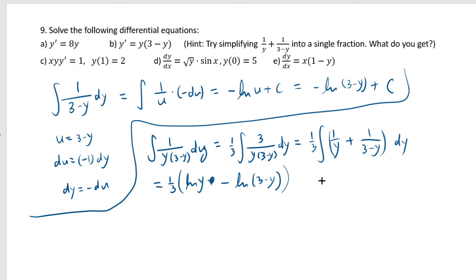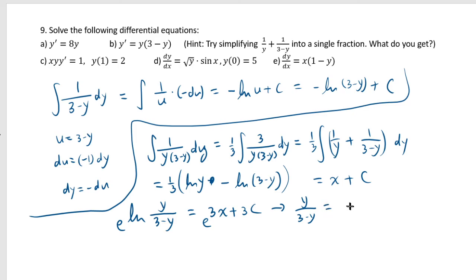And remember, the right side is x plus c, right? So here, let's try to simplify by multiplying by 3, and we get ln of, and then subtracting 2 logs is division, so y over 3 minus y equals 3 times x plus 3c. You take exponents, which gives you y over 3 minus y equals e to the 3x, and e to the 3c can now be renamed as c. We do this quite often. And you still have to solve for y.